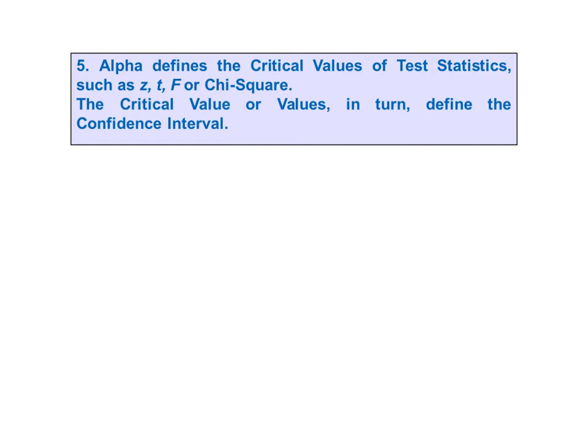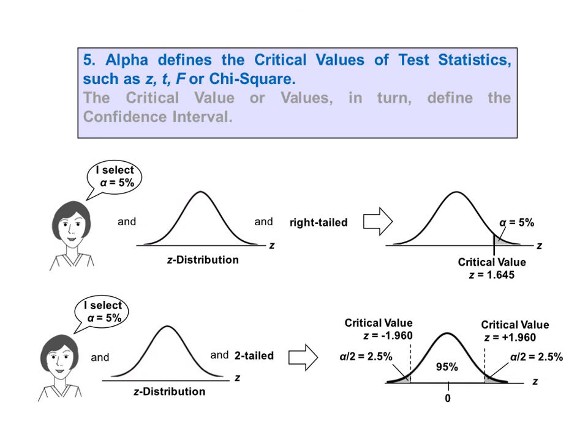Key to understanding number 5 says, alpha defines the critical values of test statistics such as z, t, F, or chi-square, and the critical value or values in turn define the confidence interval. First, let's illustrate how alpha defines the critical value.